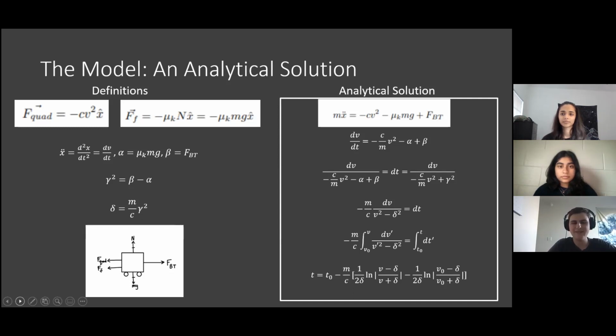In this process, we had to assume that beta, which we label as the force of the bike throw, was larger than alpha, which is the force due to friction, so that gamma and delta would both be real numbers, so that the integral is well defined. Overall, we are able to get a closed form expression of t in terms of v, which is in the right-hand corner, but we are unable to isolate v in terms of t due to the complexity of this expression. Next slide.